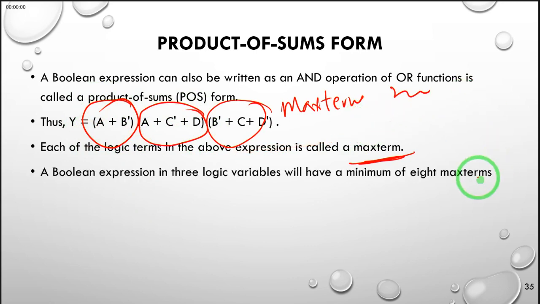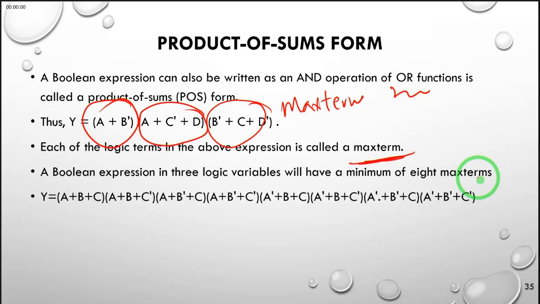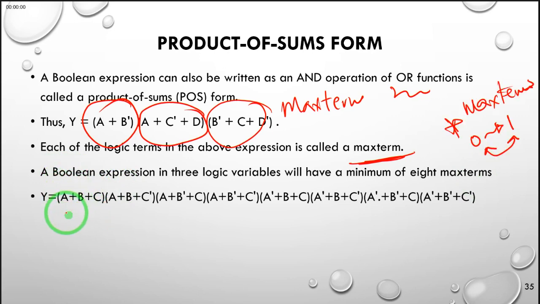So a Boolean expression in three logic variables will have a maximum of 8 max terms, just like we did with the sum of products. And we can express such a product of sums as this one. For us to express this as max terms, which we are going to express with capital M, we are going to say that this is a 0, 0, 0. These are not min terms. Remember, we were using ones to represent min terms, so we use zeros to represent max terms.